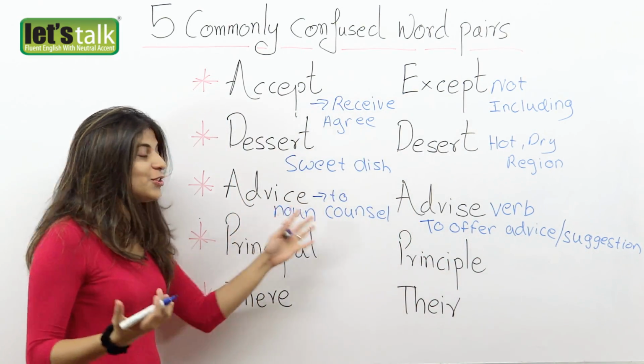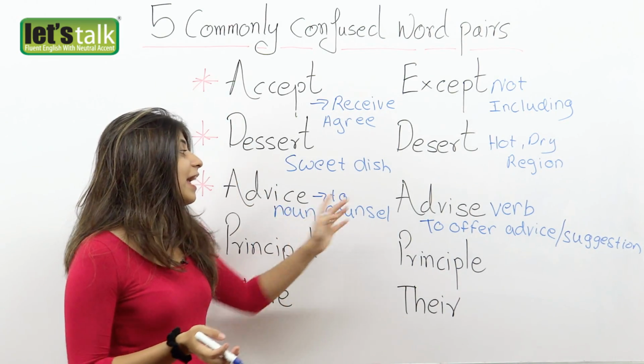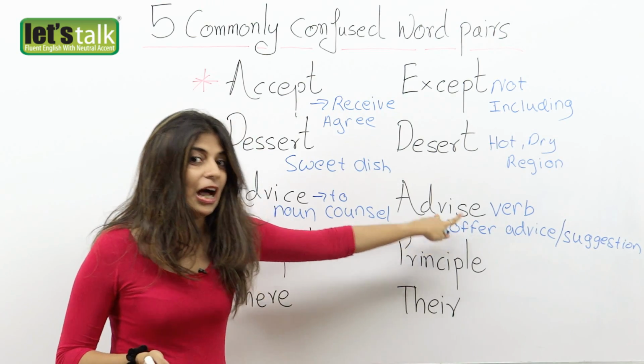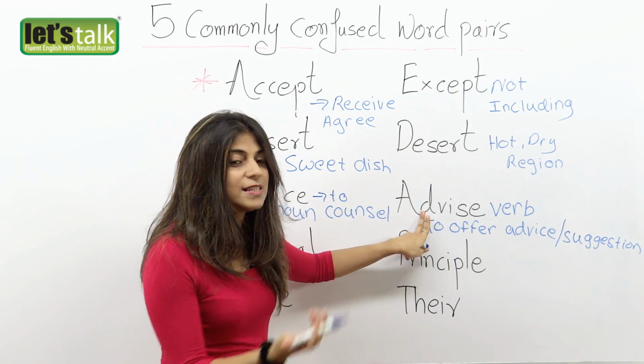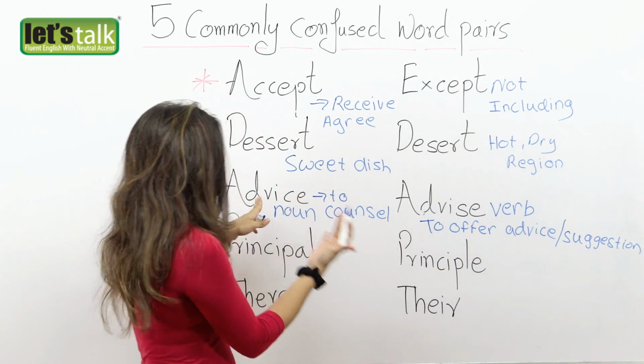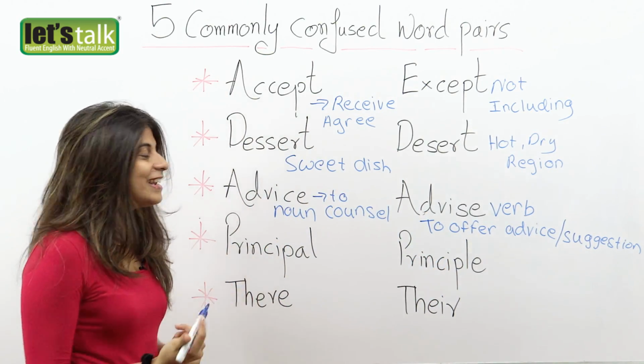Now, if you have to use these words in a sentence, you can say, you can advise someone, and give a good advice. So here, you're advising someone, so that's a verb, and good advice is a noun. Now, hope that's clear to you.